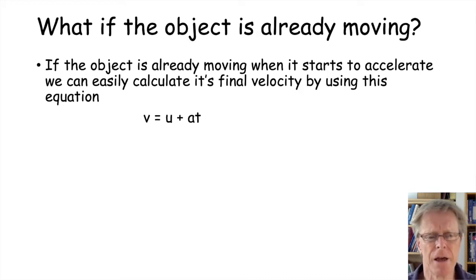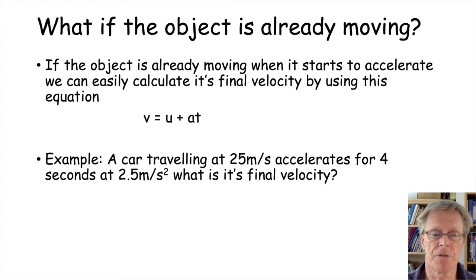And this one here shows us that the final velocity is the initial velocity plus the amount of acceleration times the amount of time it takes for that acceleration. Now this is an equation you're actually given on the formula sheet. You don't need to remember this. If we actually go ahead and use it, here we have a car travelling at 25 metres per second, accelerates for 4 seconds at 2.5 metres per second squared. What is its final velocity?